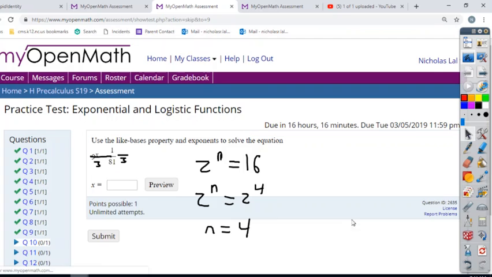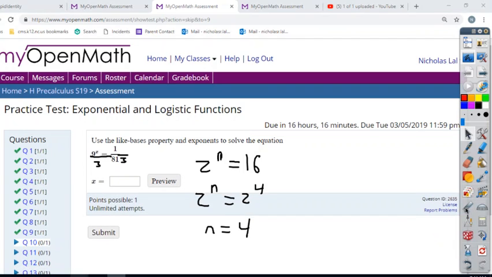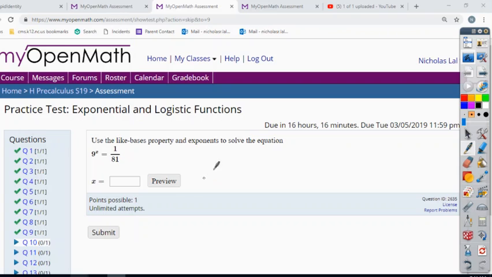Alright, that's right. Let's go to question 10. Like basis property. So this one's a little bit more tricky. I'm going to rewrite 9 to the x. I see a common base of 3 as 3 squared to the x. And then I'm going to rewrite 1 over 81.